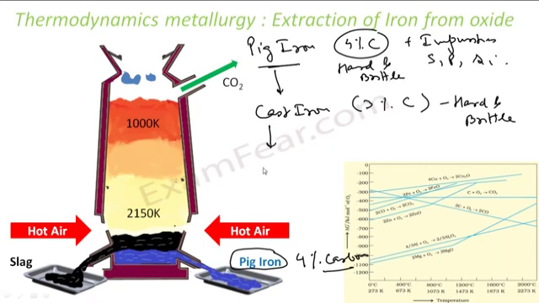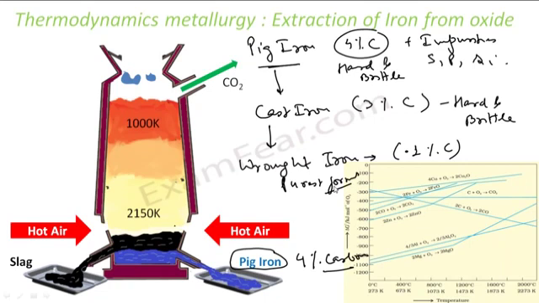And if you want to make it a little better, we get wrought iron. This is the purest form of iron. It has 0.1% carbon. This is prepared commercially from this cast iron by oxidizing the impurities in a furnace, right?